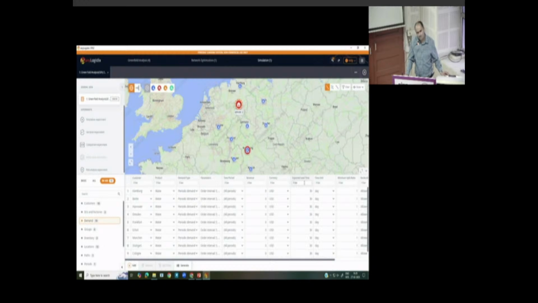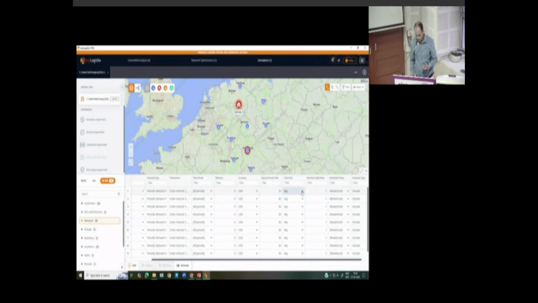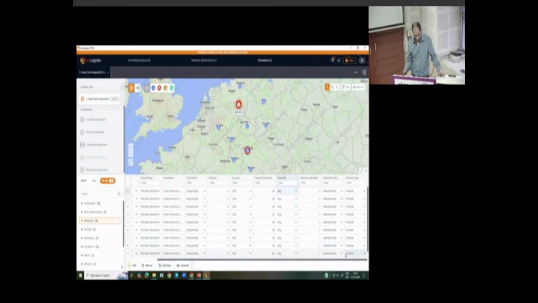Yeah, the time between when you order it and when you receive it. 30 days means whenever that customer places the order, they are expecting the order to be received in the next 30 days. So the time unit is day. If you want to convert that from days to hours or something else, you can do that. Minimum split ratio: if you want to split the demand, you can do this, but currently we are not doing it.